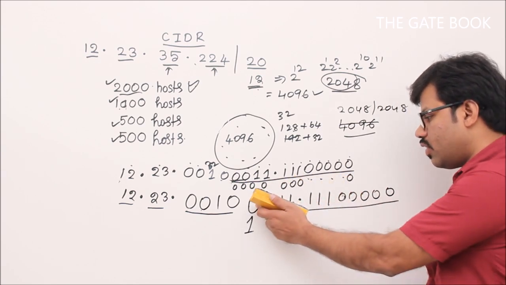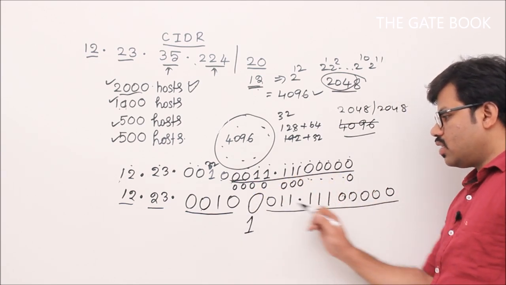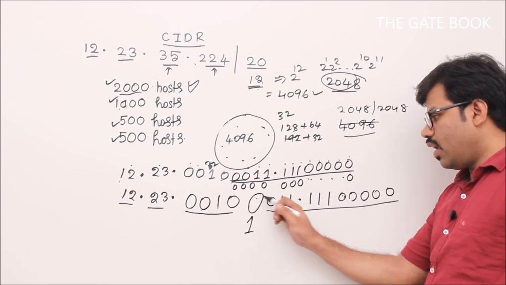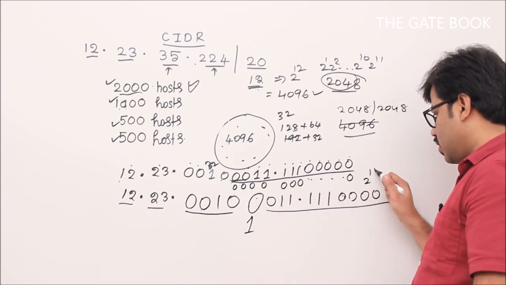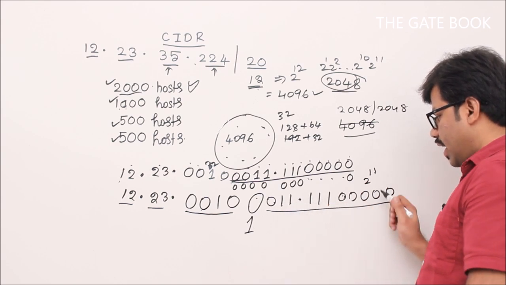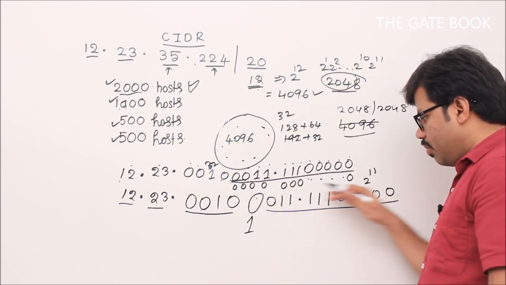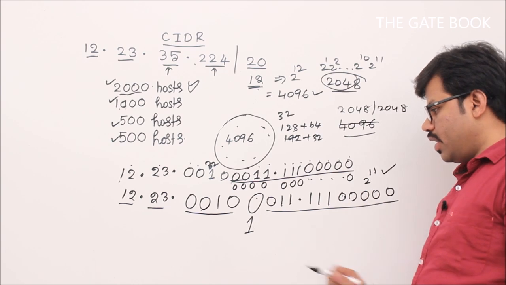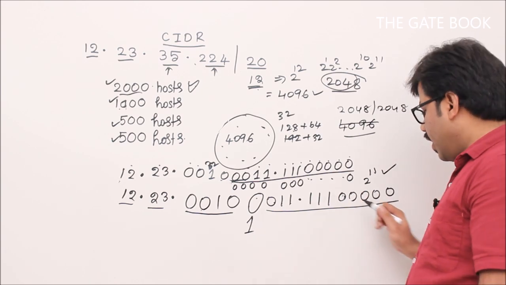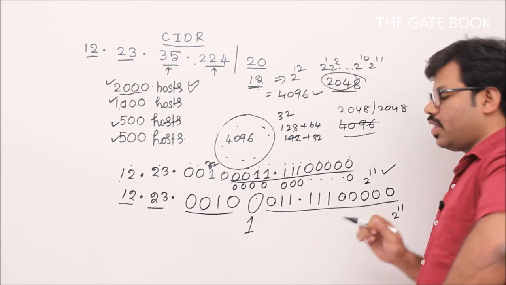Just focus on these 12 bits. In these 12 bits, if this bit is 0, then there are 2 to the power of 11 patterns, because 1, 2, 3 plus 8, that is 11 bits. So these 11 bits can generate 2 to the power of 11 patterns, remember it. If this bit is 1, then again you are going to get 2 to the power of 11 patterns.